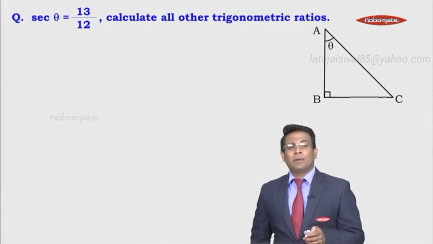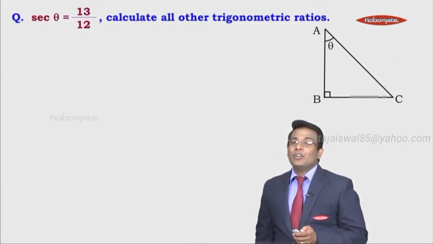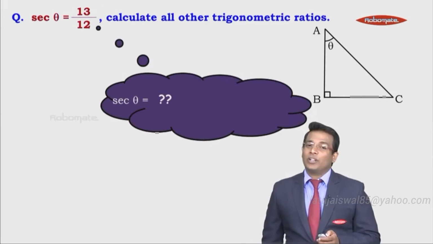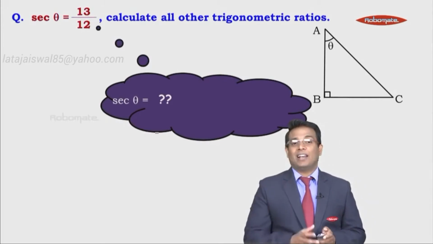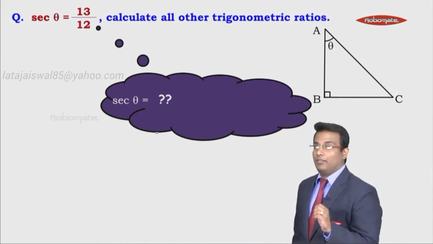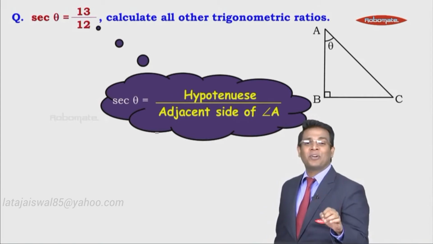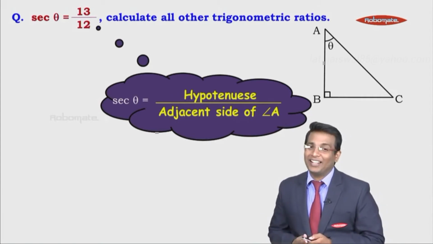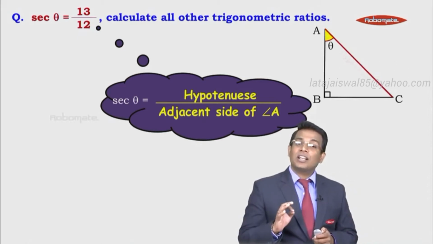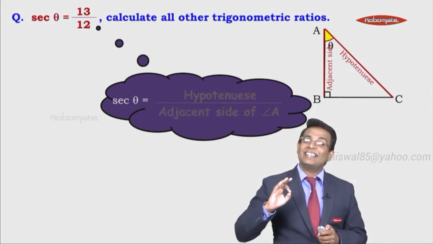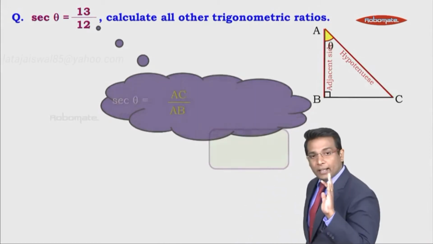Let's do that. It's very simple, like we have done sums till now, right? Very simple sum. So they say sec theta is equal to 13 by 12. Sec of an angle, we have learned, is nothing but hypotenuse upon adjacent side. So sec theta is equal to hypotenuse, which is AC, upon adjacent side, which is AB. So we got the value of sec theta as AC upon AB, right?